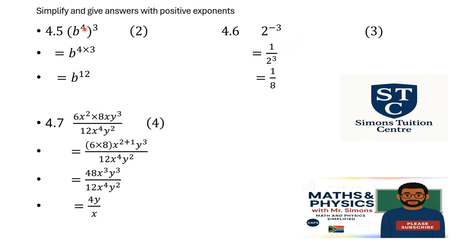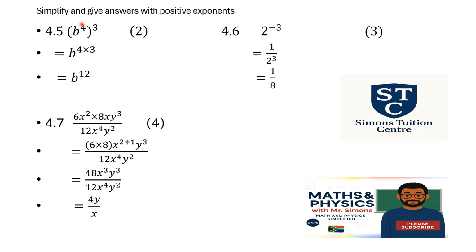In brackets we have b to the power 4. Outside the brackets it's raised to a further power 3. The third law of exponents states that all exponents on the inside must be multiplied with exponents outside. So the base stays b, and my exponents or index, 4 times 3, becomes b to the power 12.